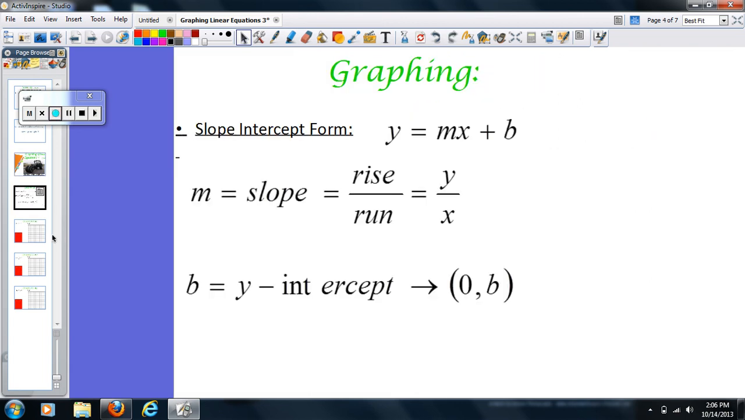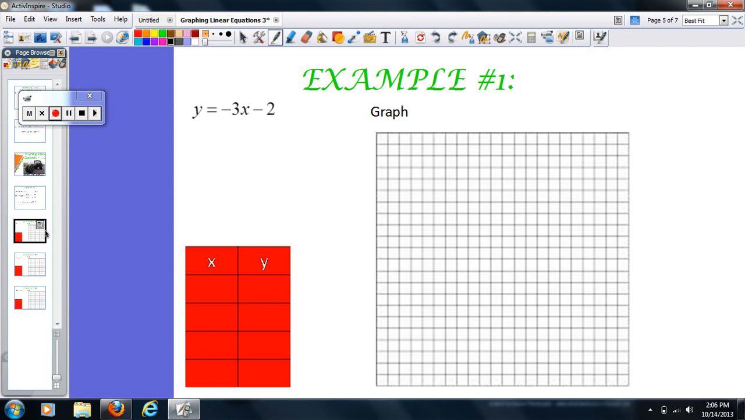So we're going to go over a few things again. Slope-intercept form is y equals mx plus b, where m is the slope, and we know the slope is rise over run, which is y over x. Whichever direction the y goes, if the y is positive, it goes up. If the x is positive, it goes to the right. And we also know that b is the y-intercept, which we're going to write as a point, (0, b). The x value is always 0. The y value will always be b for the y-intercept.